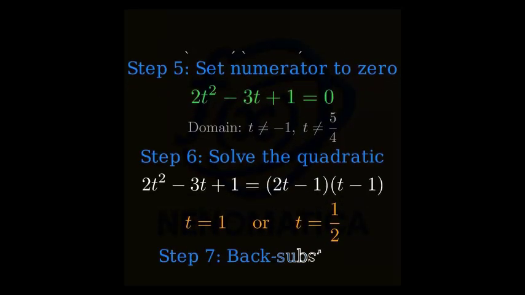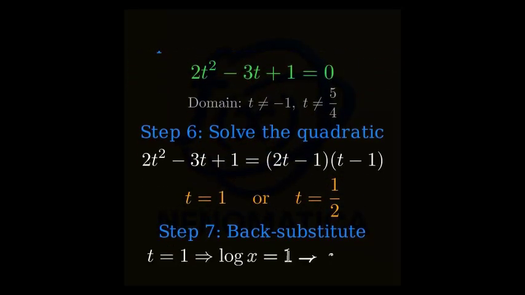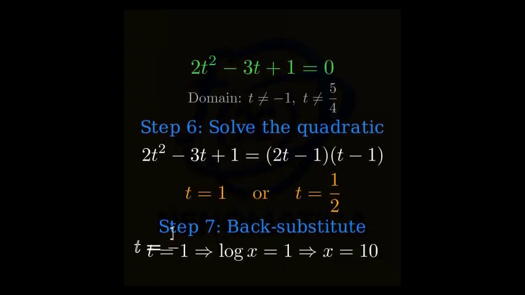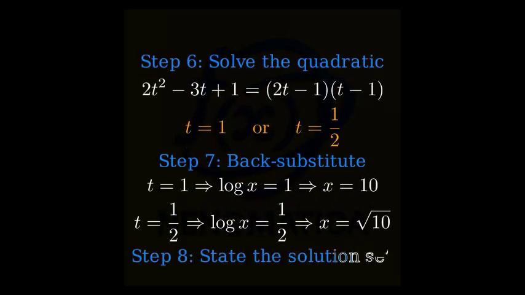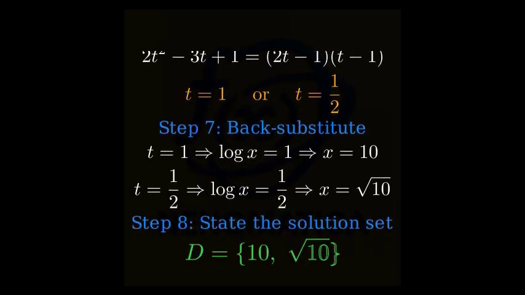Step 7. Substitute back t equals log x. If t equals 1, then log x equals 1, so x equals 10. If t equals 1/2, then log x equals 1/2, so x equals the square root of 10. Step 8. Neither value makes the original denominator 0, so both are valid. The solution set is the set containing 10 and the square root of 10.